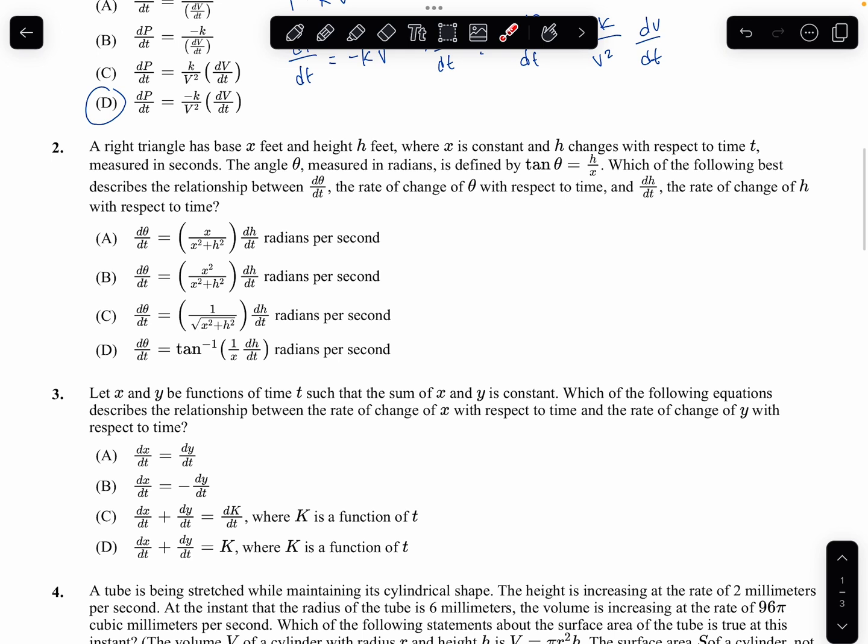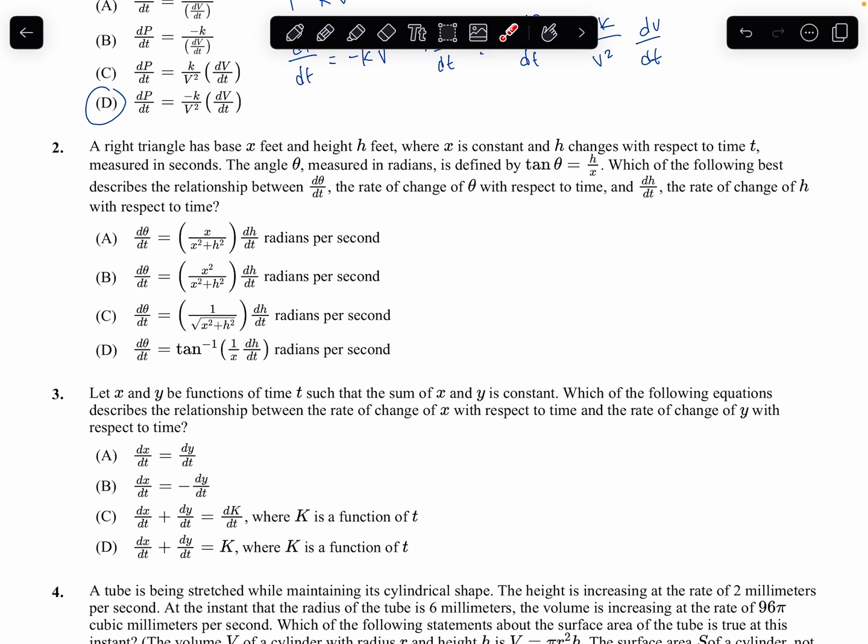Okay, a right triangle has base x feet and height h feet, where x is constant and h changes with respect to time, measured in seconds. The angle theta, measured in radians, is defined by tangent of theta is equal to h over x. Which of the following best describes the relationship between d theta dt, the rate of change of theta with respect to time, and dh dt, the rate of change of h with respect to time?